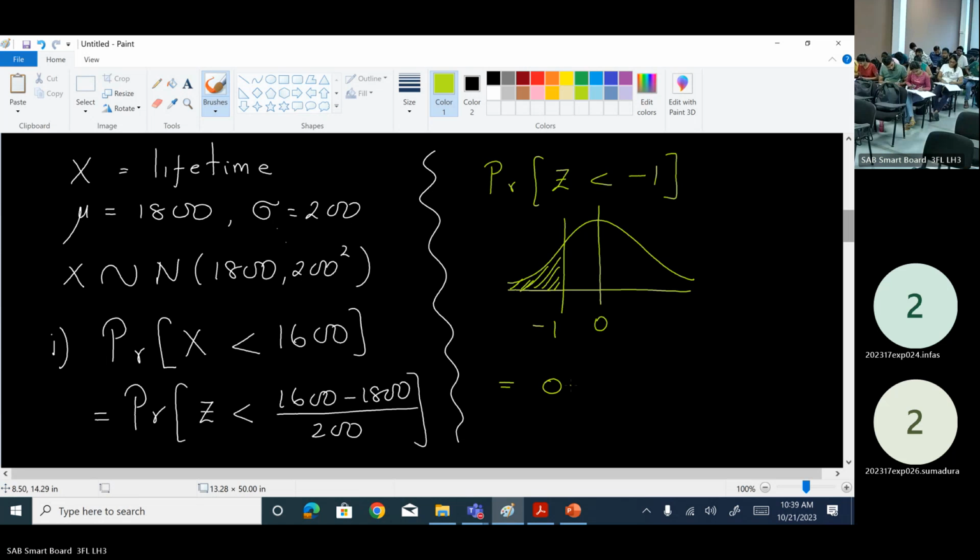0.5 minus this area. If you refer to the table for 1.00, it is 0.3413. So it is 0.1587.